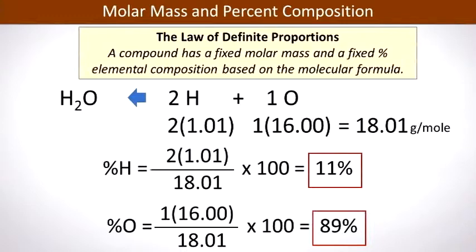If we consider the percent composition, we know that percent hydrogen would be 2 times the molar mass of hydrogen divided by the molar mass of water times 100 for 11%, and oxygen would be 1 times 16 because there's only 1 unit of oxygen in water, H2O. So it will be 1 times 16 divided by 18 times 100 for 89% oxygen.